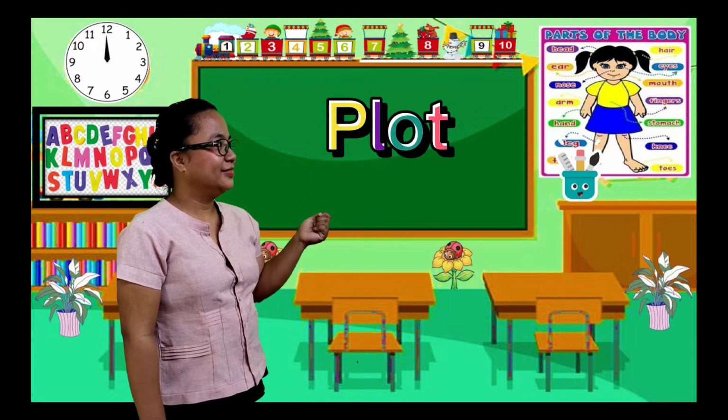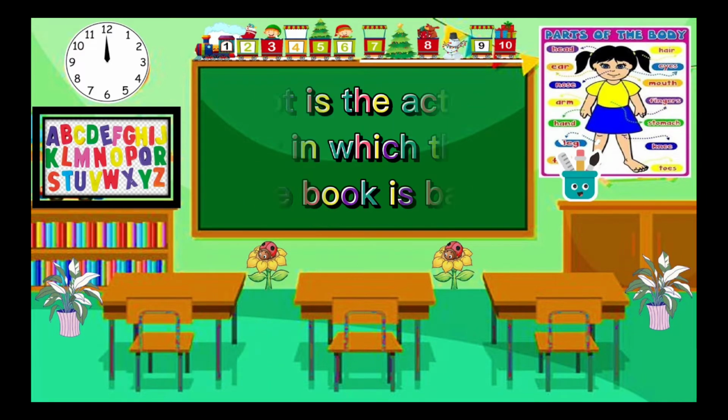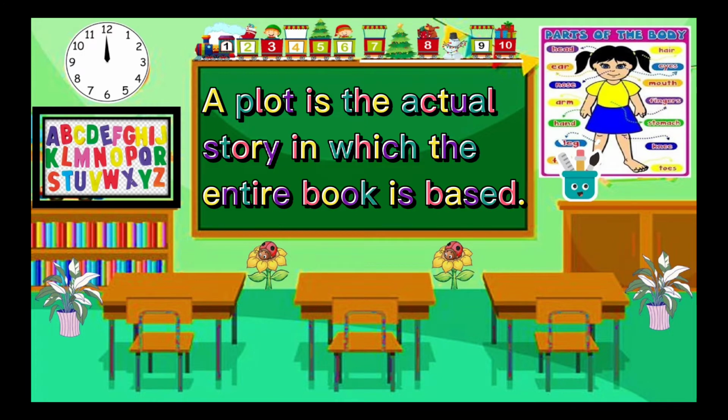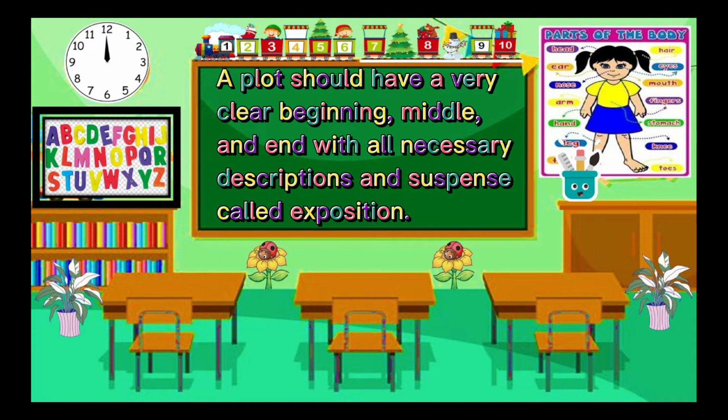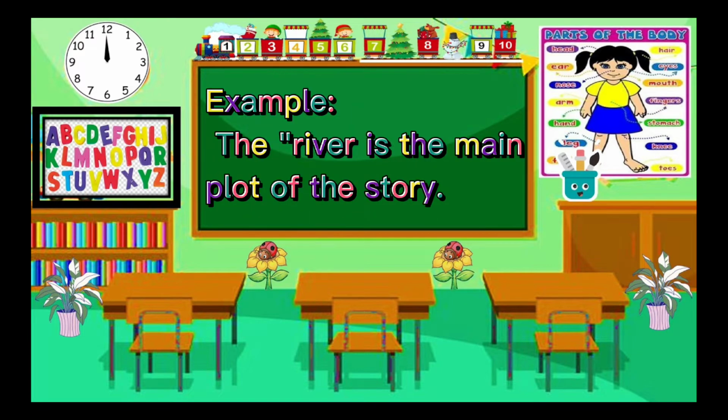The plot. A plot is the actual story on which the entire book is based. A plot should have a very clear beginning, middle, and end with all necessary descriptions and suspense, called exposition. For example, the river is the main plot of the story.